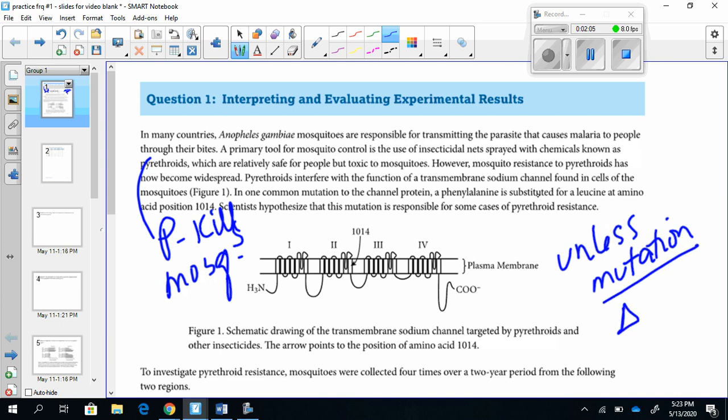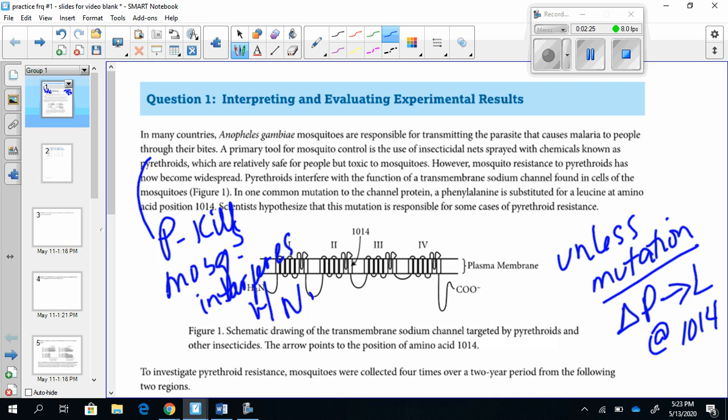All right, the mutation is a change. A phenolphthalein is substituted for a leucine, so it changes the P to L at 1014. That's the change. This P kills mosquitoes because it interferes with the sodium channel. All right, so that is what I have interpreted of what I have read so far.